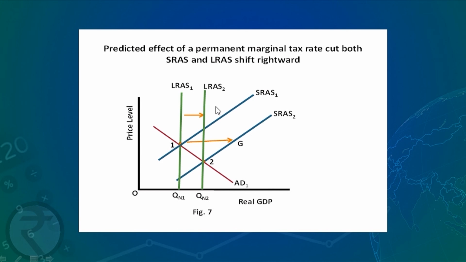And if this change in marginal tax rates is permanent, then the long run aggregate supply curve also shifts to the right, and again we are at equilibrium and the level of real GDP is OQN2 and the economy has achieved the optimum output. So, this shows that a permanent marginal tax rate cut affects both short run aggregate supply and long run aggregate supply, and they shift rightward.